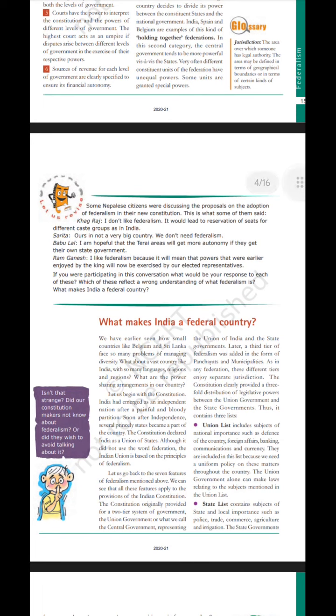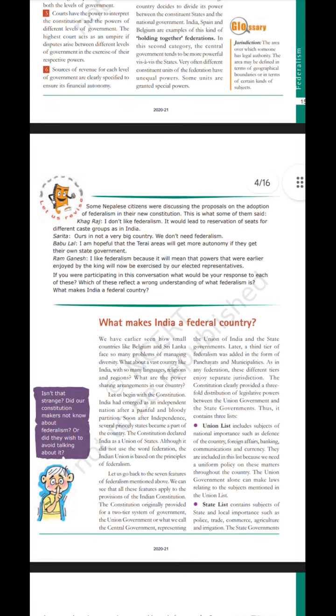India has emerged as an independent nation after a painful and bloody partition. Soon after independence, several princely states became a part of the country. The constitution declared India as a Union of States, although it did not use the word federation. The Indian Union is based on the principles of federalism. Let us go back to the seven features of federalism mentioned above. We can see that all these features apply to the provisions of the Indian Constitution.